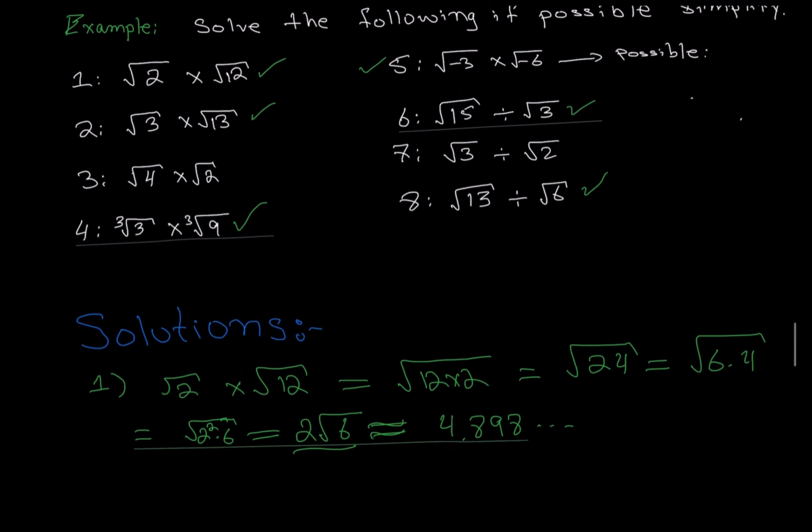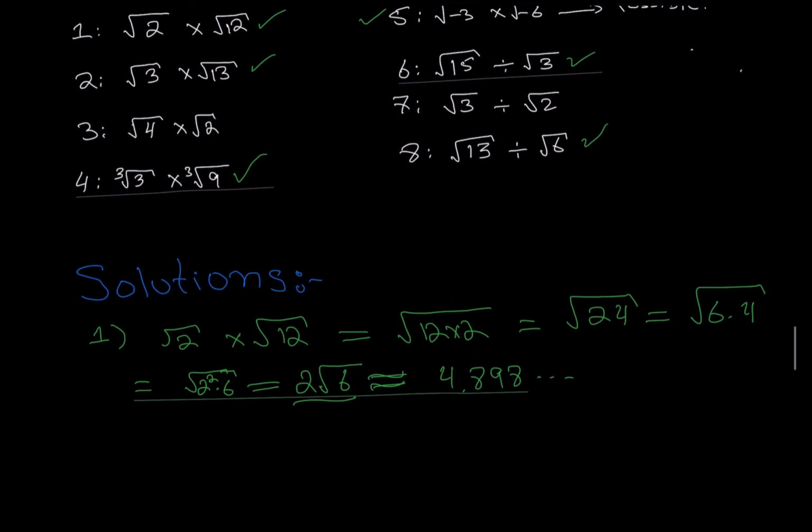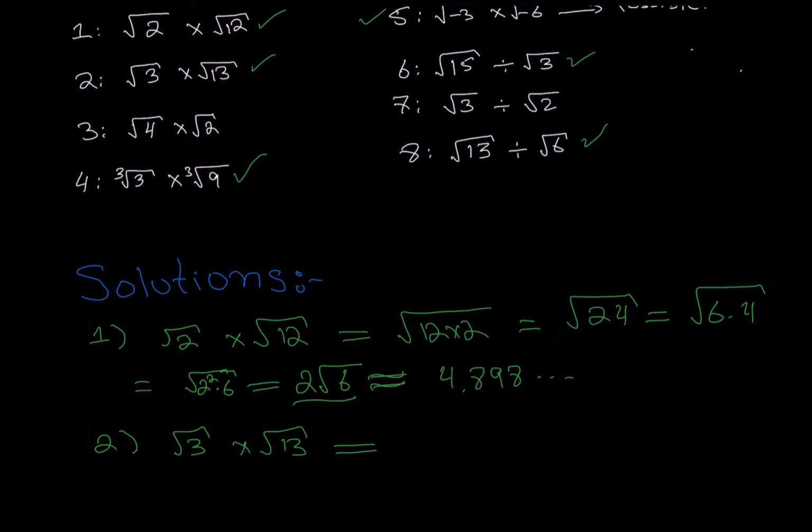Okay, number 2 is square root of 3 times square root of 13. Same exact thing. They share the same index number, which is 2. So we say 3 times 13. Square root of 3 times 13 will become 39.